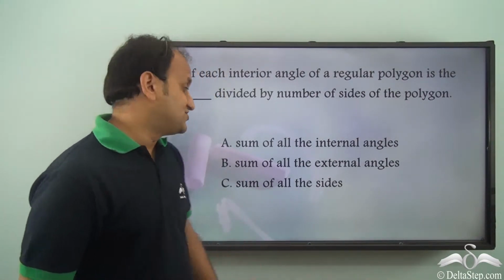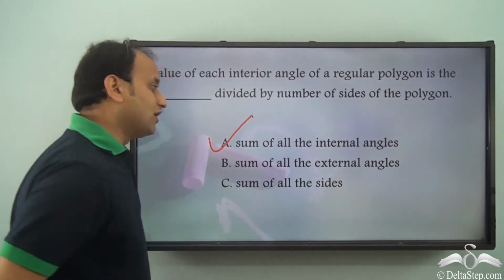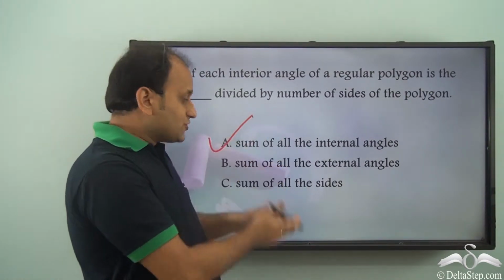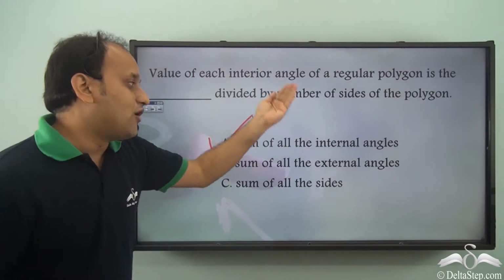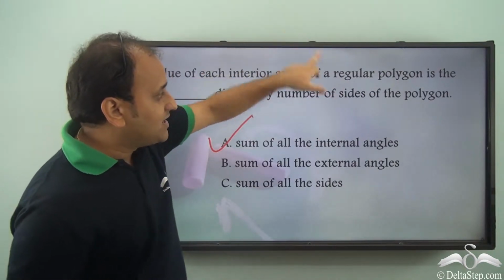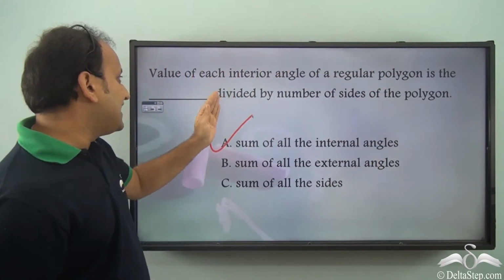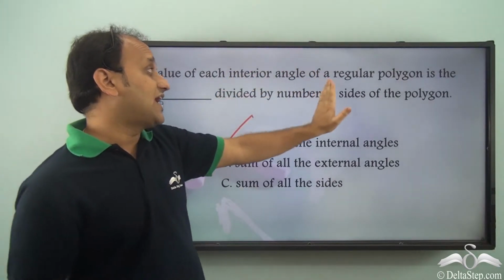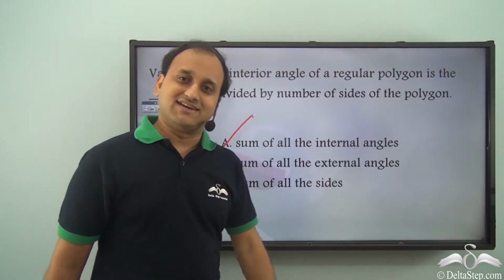Well, the right answer is sum of all the internal angles. So, when sum of all the internal angles is divided by number of sides of the polygon, we get value of each interior angle of a regular polygon.